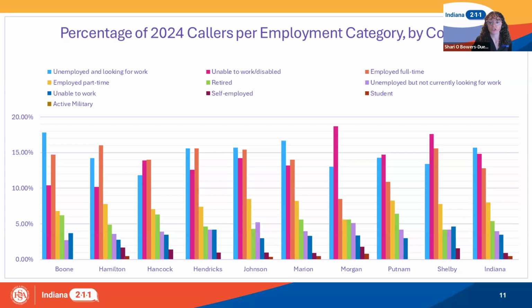For Morgan, Putnam, and Shelby counties, the largest group was those who were unable to work due to being disabled, ranging from 14% to 19% of callers. And for Hamilton and Hancock counties, the largest group was those who were employed full-time, ranging from 14% to 16% of callers. However, for Hancock County, that group is very closely followed by those who were unable to work due to being disabled. I also want to note that Indiana as a whole and all 9 of these counties had a greater percentage of callers who were employed full-time than callers who were employed part-time.